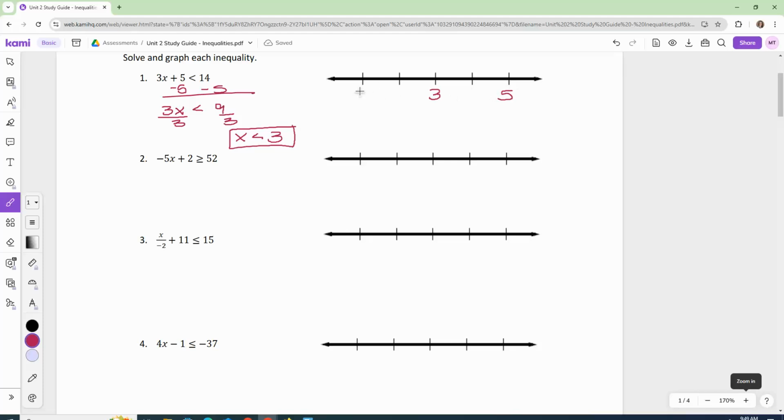And then your other numbers. Open or closed circle? Open. Going to the left. All right. And who can tell me what to do for number 2? Esther?